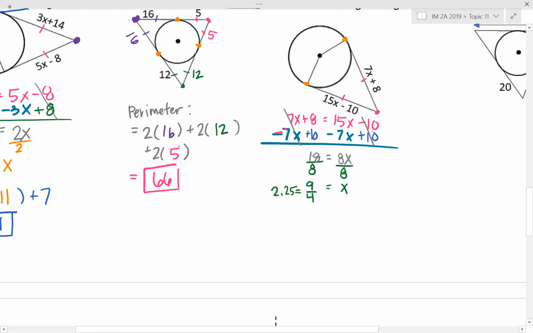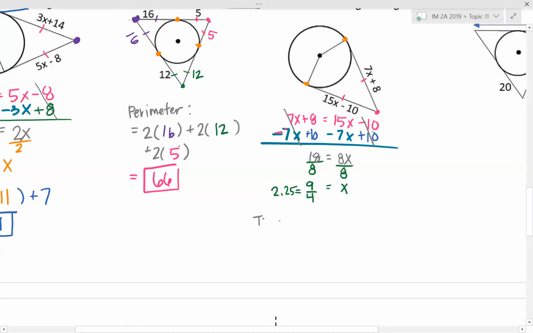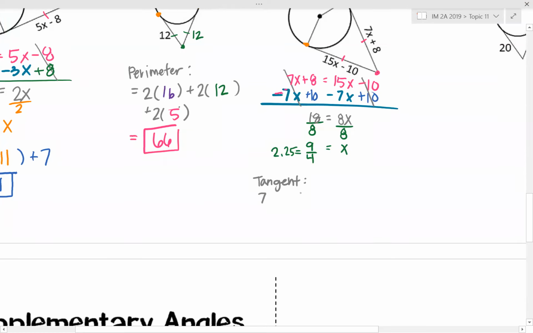Remember though that it's asking us for the length of the tangent. Since we got a fraction, it might be a good idea to check both of them just to make sure that we did it correctly. So I would be plugging into 7 times x plus 8 and 15 times x minus 10. And so if I plug that 2 1/4 in, if I multiply 7 times 2.25 and I add 8, that gives me 23.75. And so again, these should be the same. That's how I know that I did it correctly.